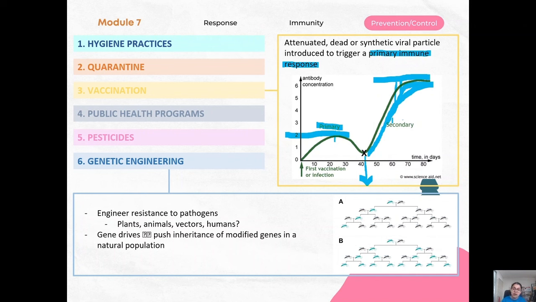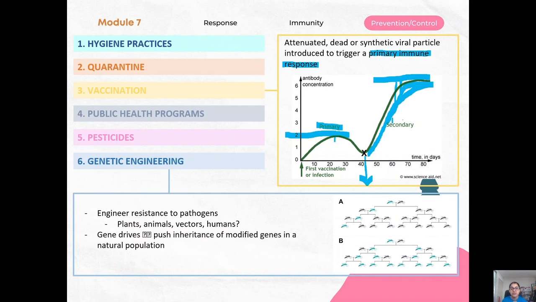Pesticides, for example, obviously weren't used for COVID because it's viral. However, pesticides were a key part of the response, for example, for malaria. Spraying pesticides, huge. And genetic engineering.